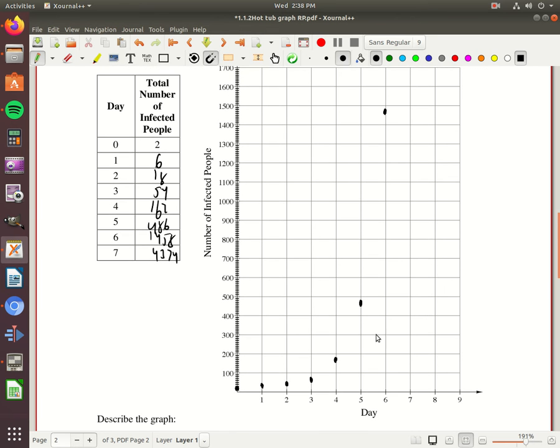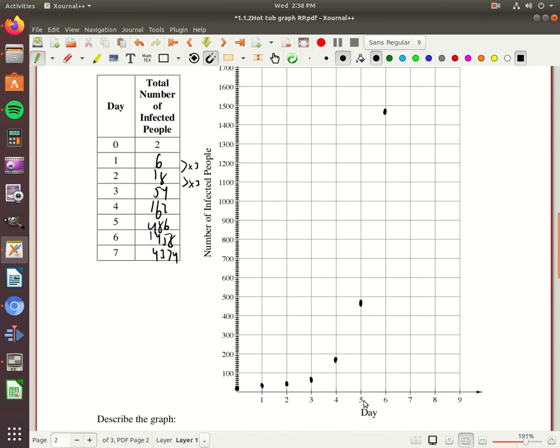So the question on this is, what is our y-intercept? Our y-intercept is 2, but we don't have an x-intercept, right? There was never 0 people infected. We started with 2 people infected. It looks like we have a curve. It looks like it's multiplying by 3 each time. I don't think we should connect the dots, and I'll tell you why.